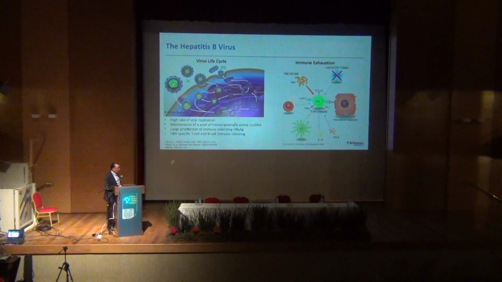The life cycle is shown here, and I'll go through it because it's relevant to the rest of the talk. So the virus enters the cell through the NTCP, or sodium taurocholate cotransporter polypeptide receptor. It loses its viral coat. The encapsulated relaxed circular DNA enters the nucleus of the liver cell, and then uses the host DNA repair mechanisms, all the host DNA repair mechanisms, to form what is known as covalently closed circular DNA, or cccDNA.